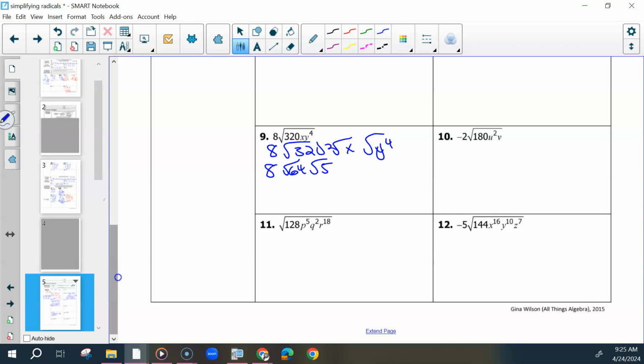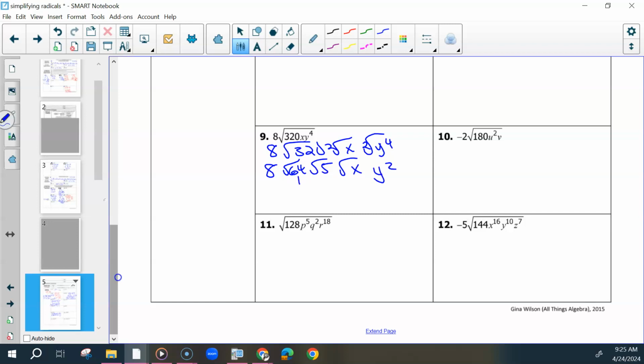Two up here, and I know x has an exponent of 1. Does 2 go into 1? No. So I can't do anything with that. This is just going to stay the square root of x. And then 2 goes into 4 how many times? Twice. So that would be y squared.